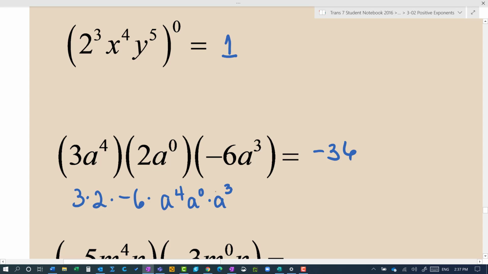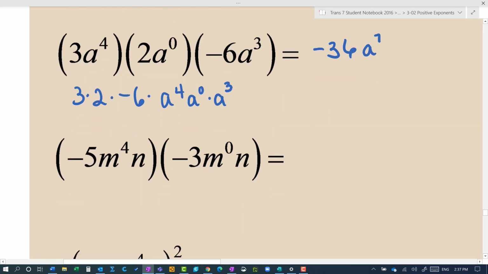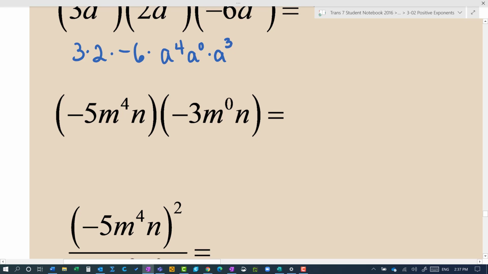So now we're going to add the exponents. We're not raising an exponent to an exponent here. We're just multiplying same bases. So we add up all of those exponents and we get a to the 7th. So our answer is negative 36 a to the 7th. Let's look at the next one. Give that a shot.